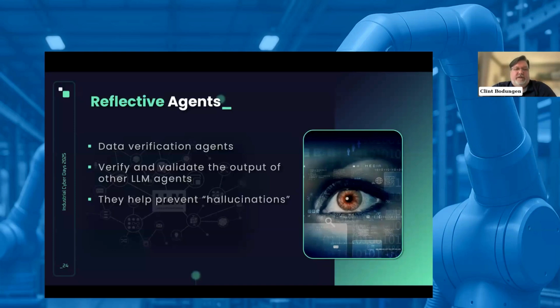And then you have reflective agents. Reflective agents are simply data verification. They will look at the information from the LLM and say, is this accurate? They have many different ways that they can verify accuracy, so this helps eliminate hallucinations. They can say, is this safe? Is it putting something it shouldn't be? And if not, it sends it back to the original agent and says, hey, you need to redo this.